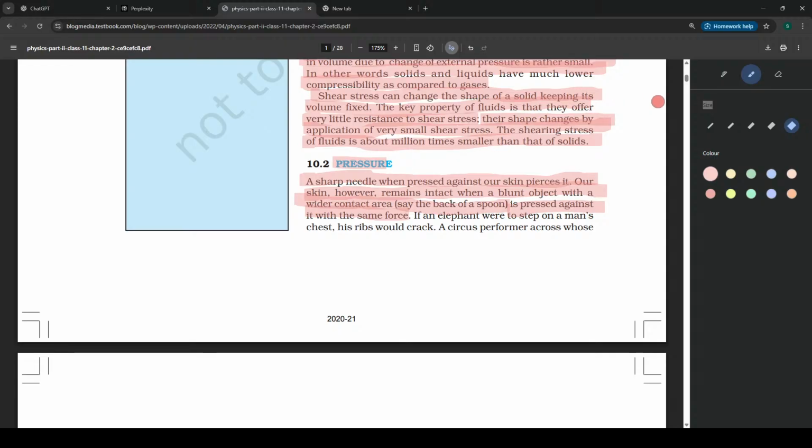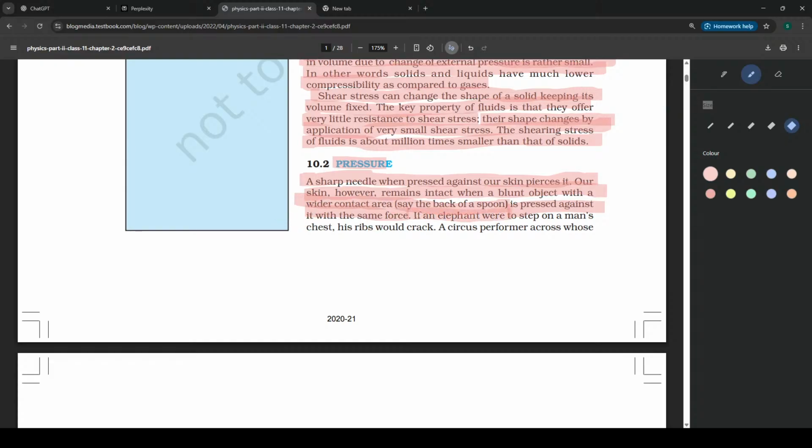Basically, when we take a sharp needle and a spoon and press them against our hand with the same amount of force, and ask which will pierce our skin, obviously the answer is the needle, not the spoon. Okay, let's continue reading to understand why.